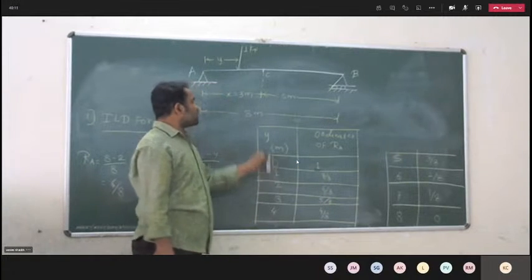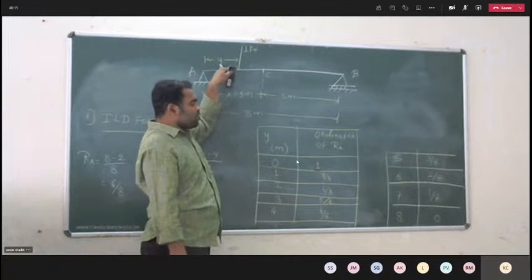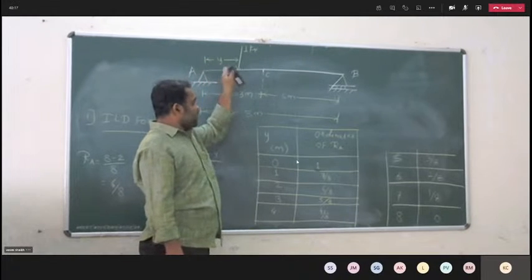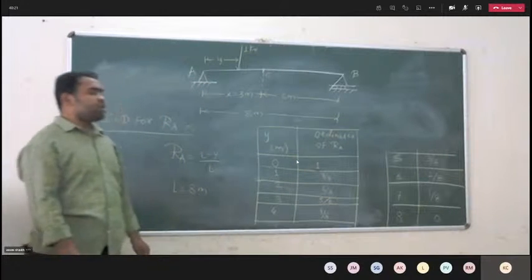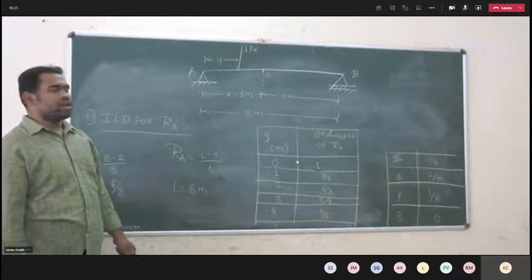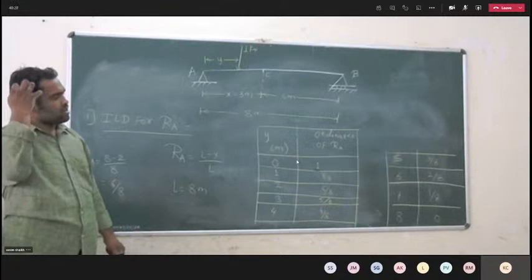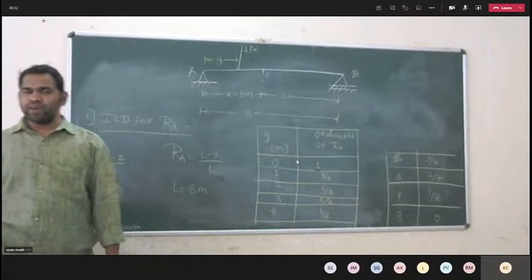Similarly, Y is equal to 1 when I am putting the one unit load at a distance of 1 meter from the support. Okay. So 7 by 8, like that I have found the ordinates of reaction RA, up to when the unit load is at the support B. Right? All of you understood? Anyone having doubt?